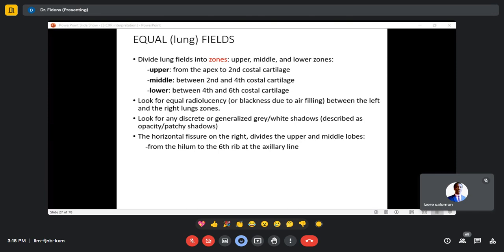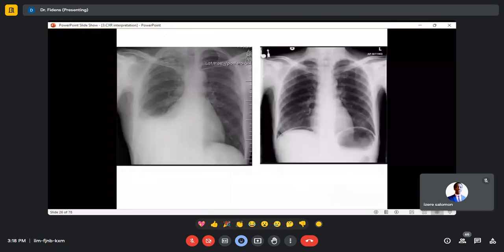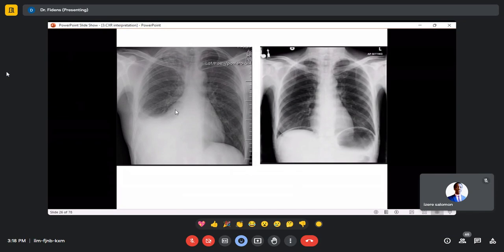Listen, can you try to interpret this chest X-ray, on the left side, on our left. Try to tell me what you see. Look at it first. Technically, is it okay or what? That's the first thing you have to check. Tell me about technical issues.